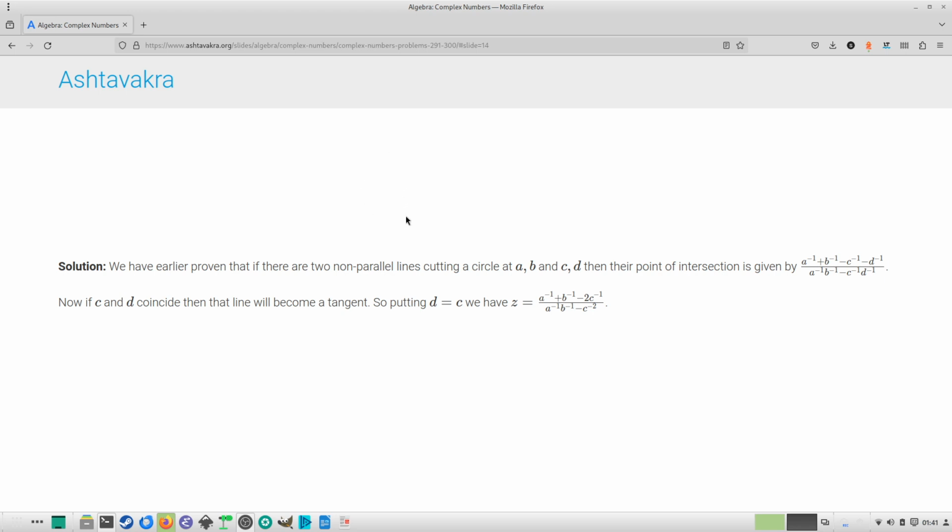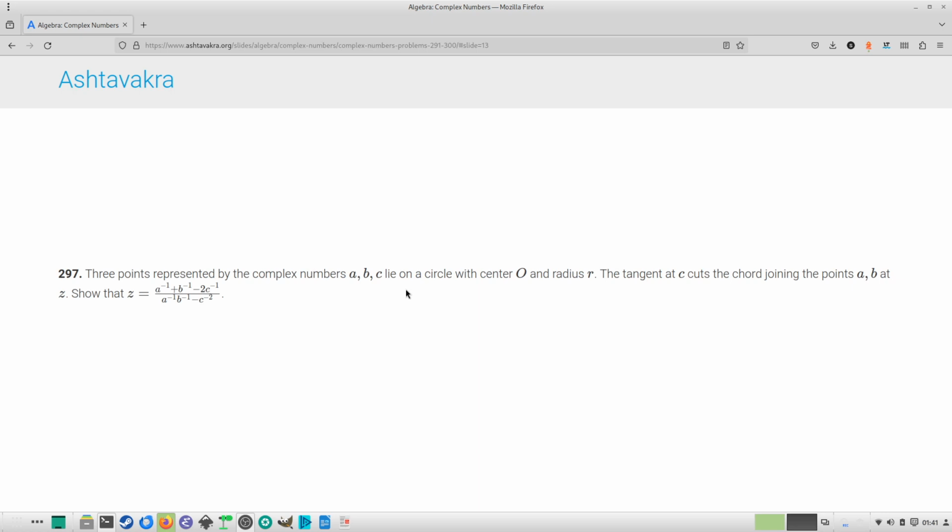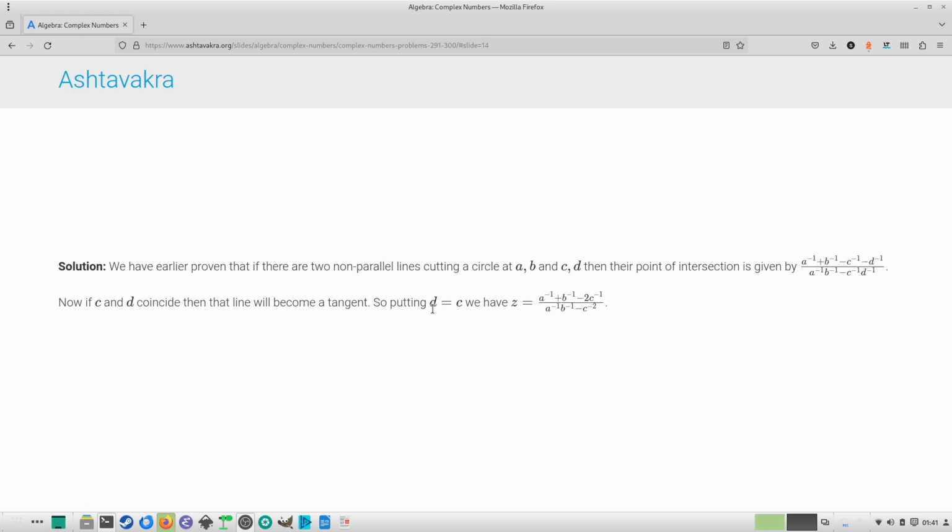In the earlier case, we had a circle and the two chords were intersecting, one outside and one inside. That was the previous problem. Now in this problem, C and D coincide because it becomes a tangent. So the line cuts the chord joining A, B at Z, and in this case it is a tangent. C and D coincide, so we put D equal to C and we get the desired result.